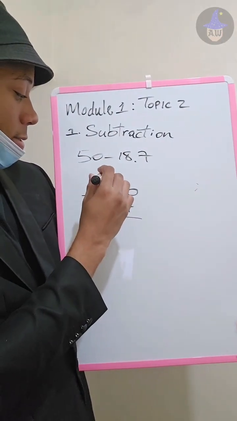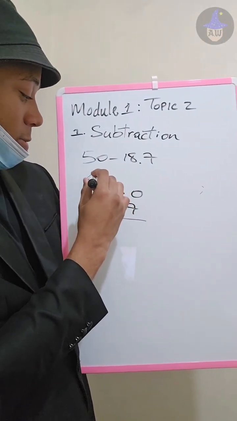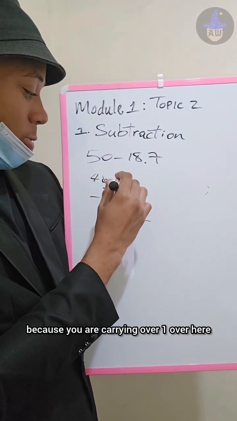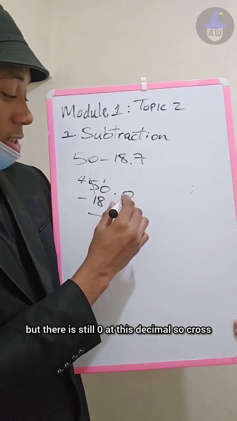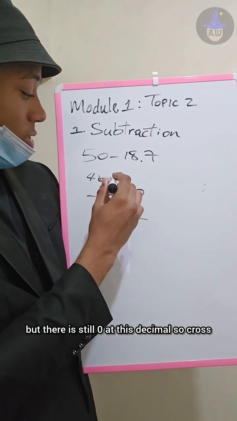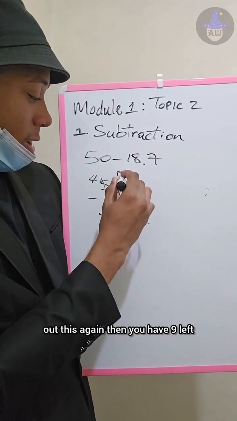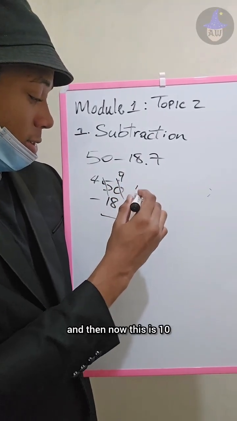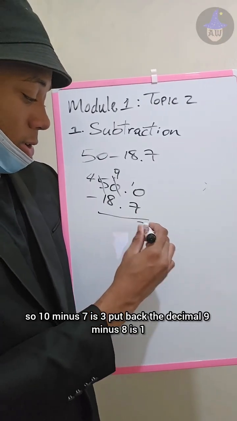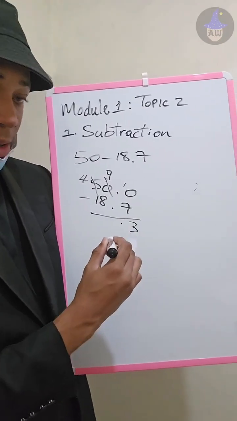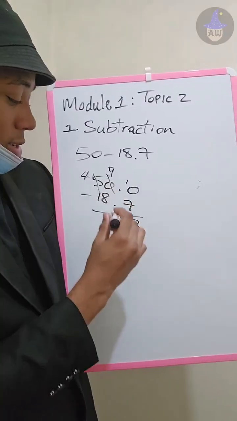So 5, cross out 5, put 4, because you're carrying over 1 over here, but there's still 0 at this decimal. So cross out this again, then you have 9 left, and then now this is 10. So 10 minus 7 is 3. Put back the decimal. 9 minus 8 is 1.